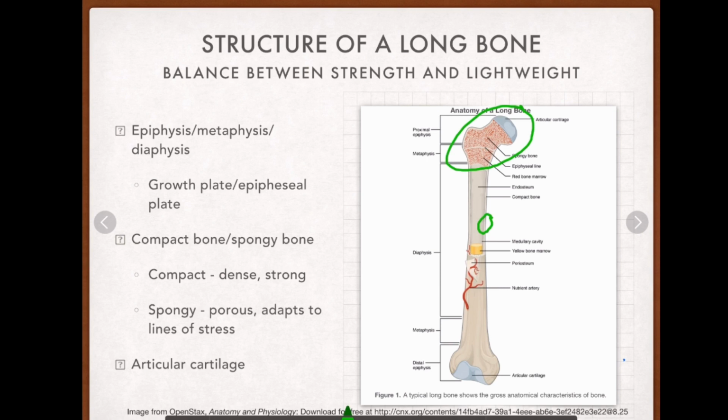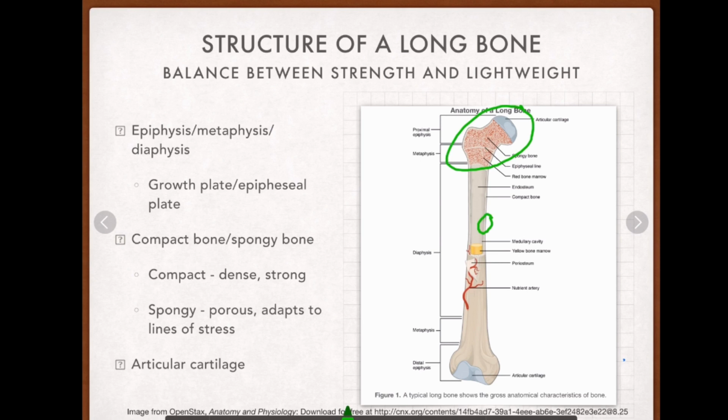Spongy bone is still made of a very strong, mineral-rich matrix, but it has these open pockets, these open areas that tend to be filled, obviously, with bone marrow. That allows the bone to be strong, but also a little bit more lightweight. So most of our bones are going to be a combination of compact bone and spongy bone.